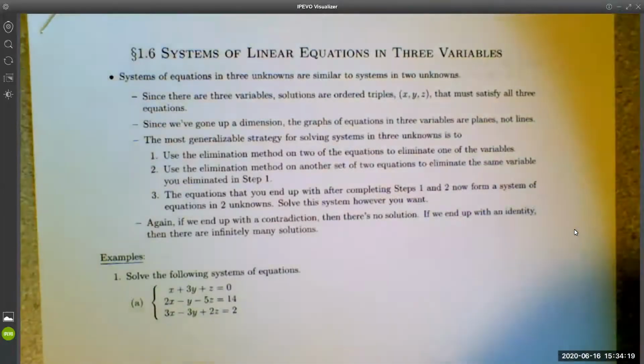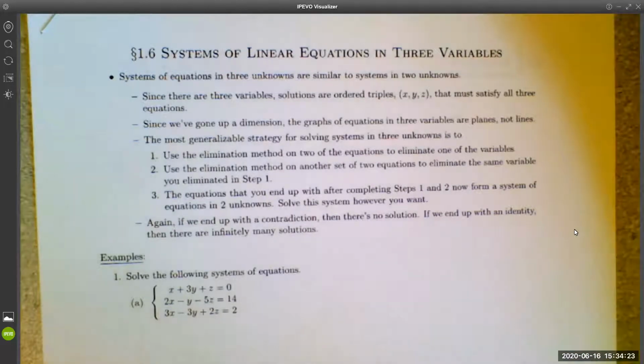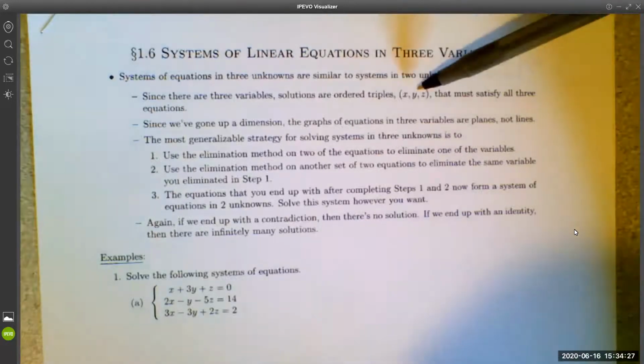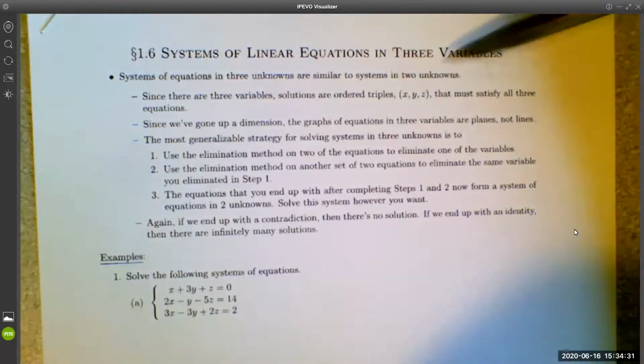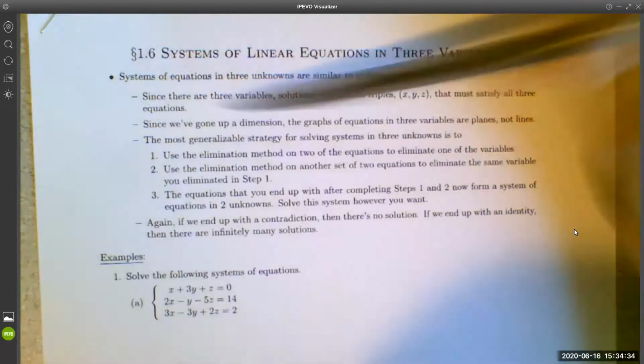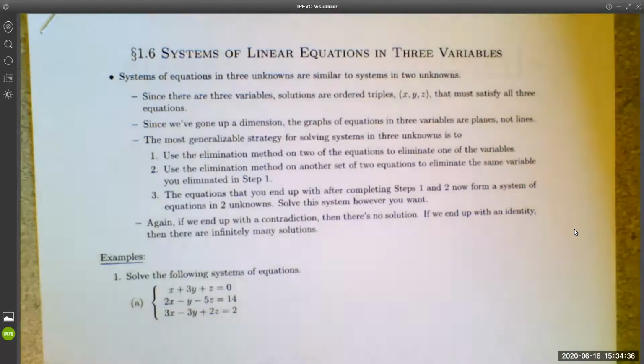Let's talk about systems of linear equations in 3 variables. Since there are 3 variables, solutions are going to be ordered triples instead of ordered pairs, right? So ordered triples x, y, z. And these ordered triples have to satisfy all 3 equations. They have to make all 3 equations true, okay?